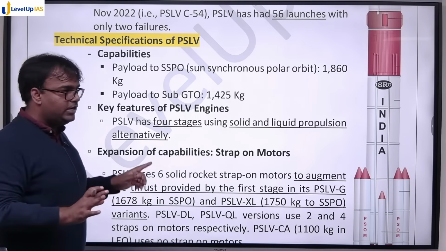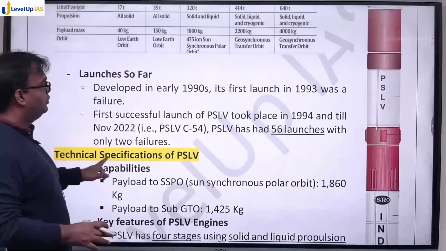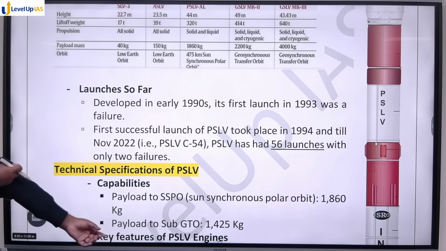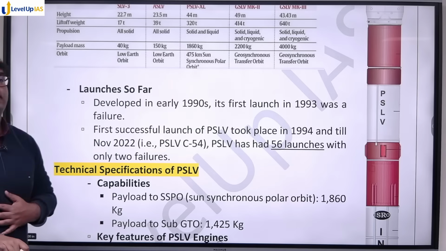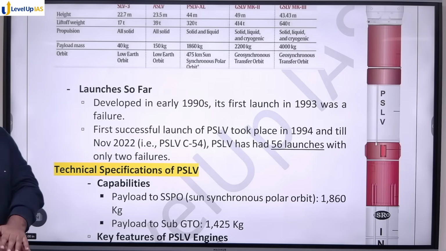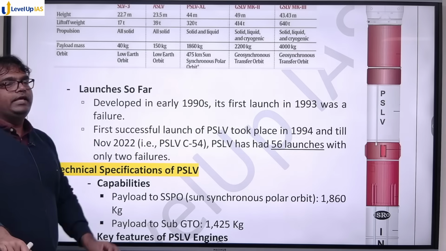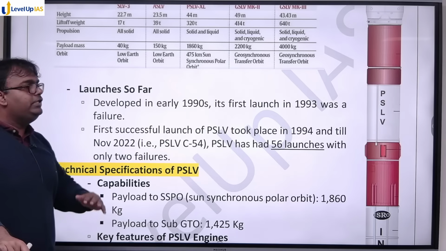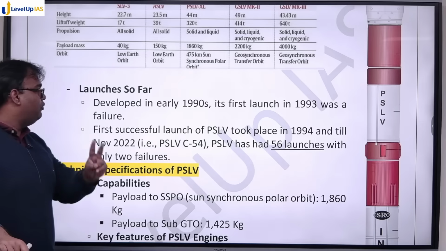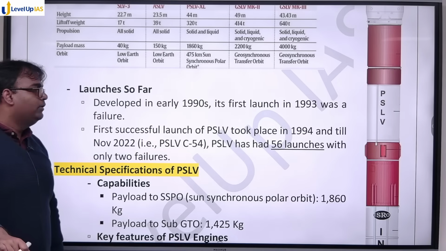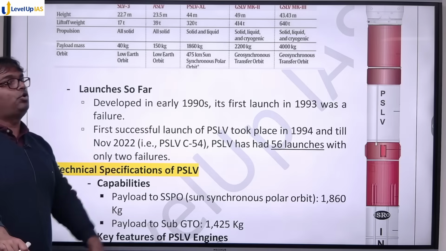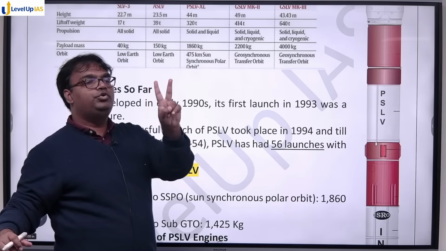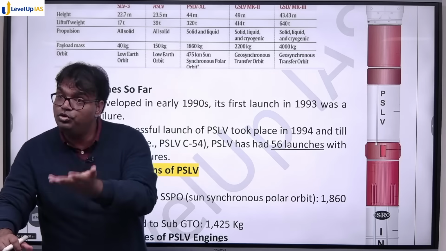Fine. Did we understand the entire PSLV properly? Now, let's talk about its launches. PSLV was developed in the 1990s. Its first launch took place in 1993, which was a failure. After that, PSLV has had no failure except one small failure in 2017. So in the entire life of PSLV there have been only 2 failures. So far there have been 56 launches of PSLV. This is how good PSLV is.